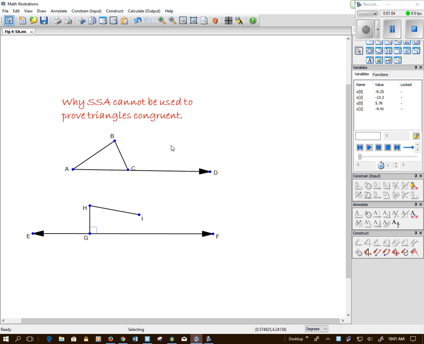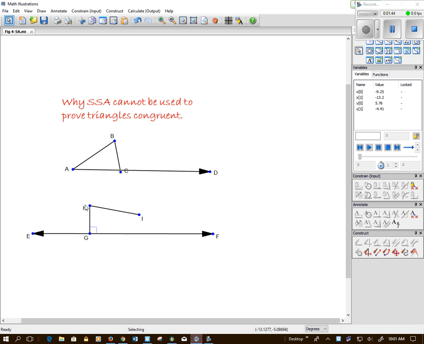a nice triangle formed. But the problem is, if I keep swinging it until I get to here, once again, C is on ray AD, and we have a triangle formed once again. Both of those triangles have the same two sides, BC and AB, and angle A. But they obviously are not congruent triangles. And so that's why side-side-angle doesn't work, because we can have the possibility of having more than one triangle formed with those same two sides and an angle.